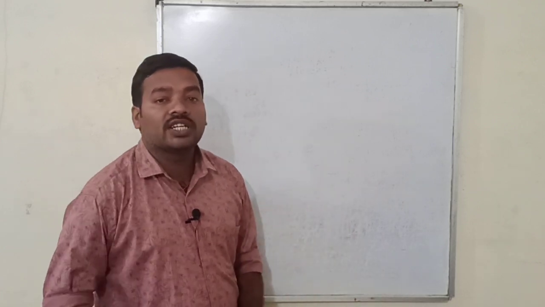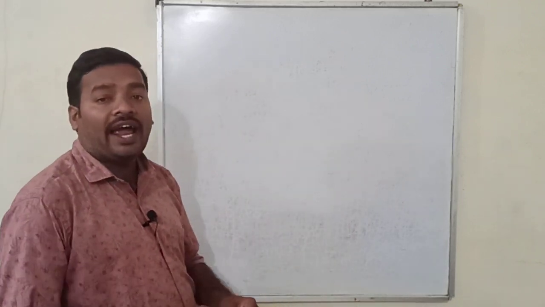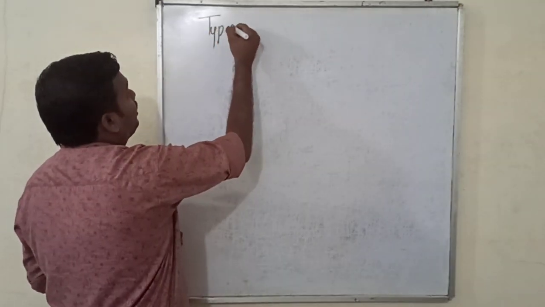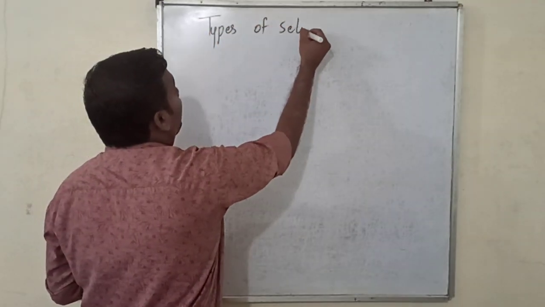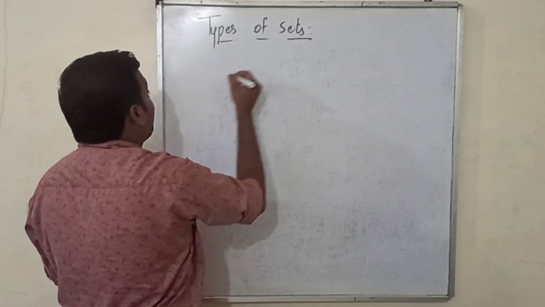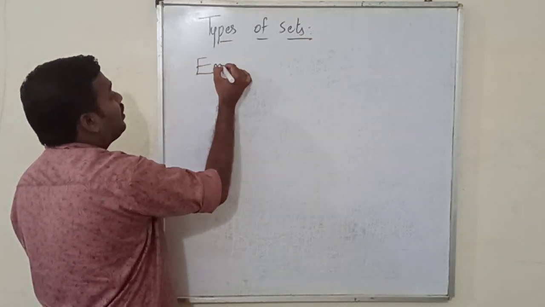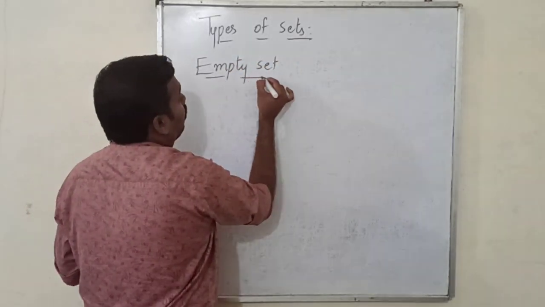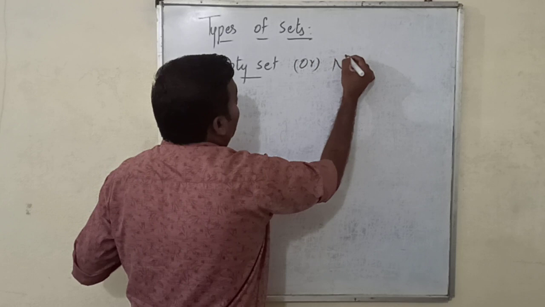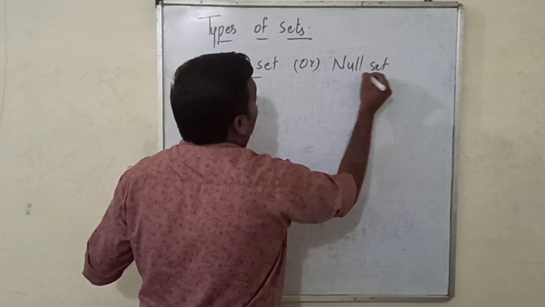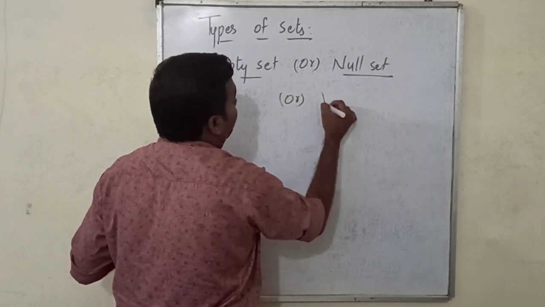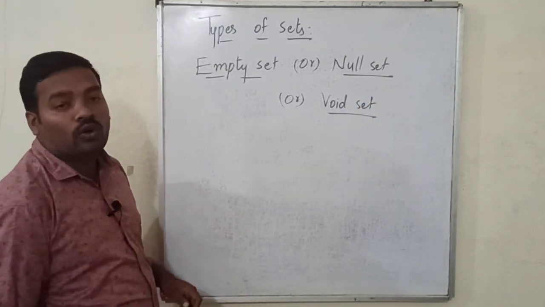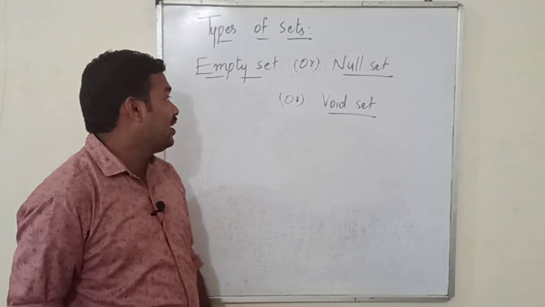In this class we shall learn about types of sets and how they are defined. First one is empty set, or null set, or void set.